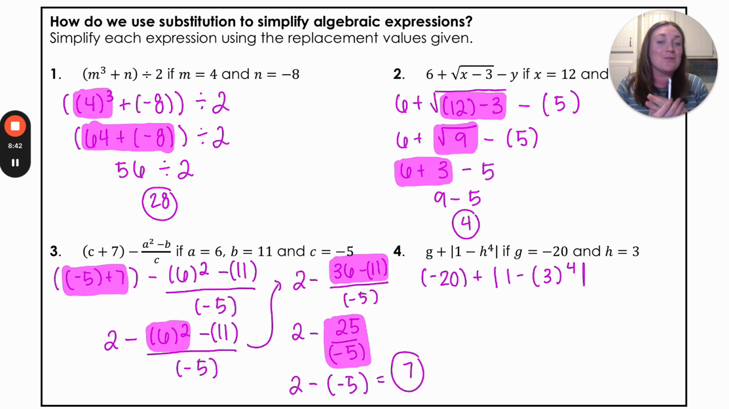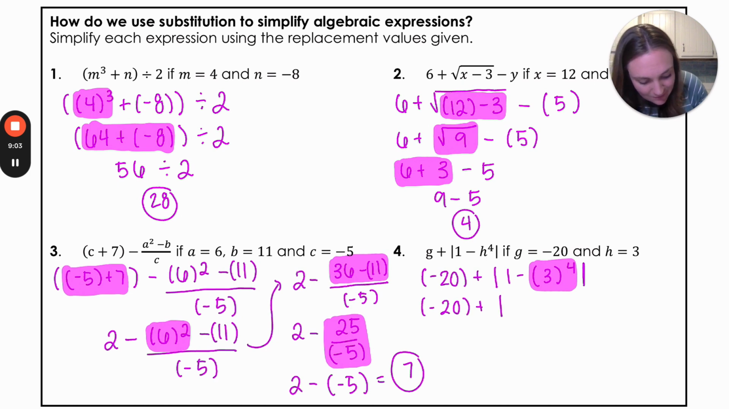Okay, order of operations, we're looking for those grouping symbols first. This time it is our absolute value that's grouping things together. Inside of that grouping, we do have an exponent, so I'm going to do that first. All right, 3 to the 4th power, we're taking 3 times 3 times 3 times 3, which gives us 81. So I'm going to have that negative 20 plus absolute value of 1 minus 81. All right, we're going to keep simplifying inside that grouping. So 1 minus 81 will give us negative 80.